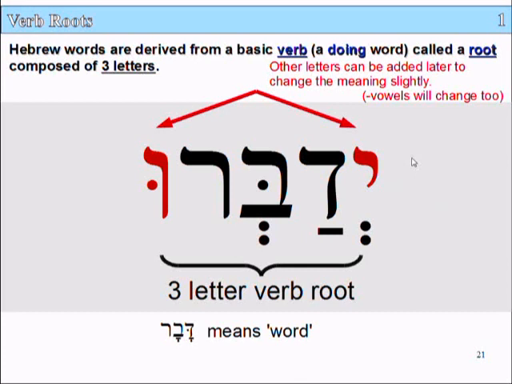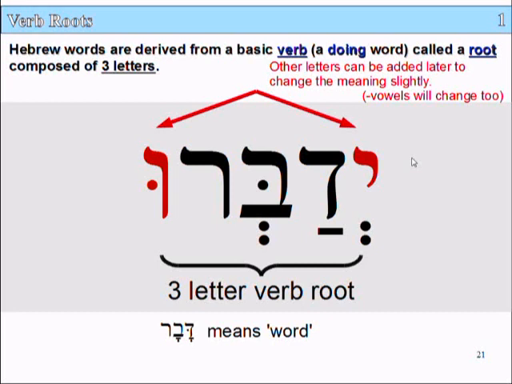For example, we may have a basic verb, SNG for sing. We put an I in there, S-I-N-G, sing. But I can change it slightly by putting an O in there, and it becomes song. Or I can change it again and put a U in there, and I can say sung. Or I can put an A in there, and it can be sang. So the meaning changes slightly by the different vowels I put in.